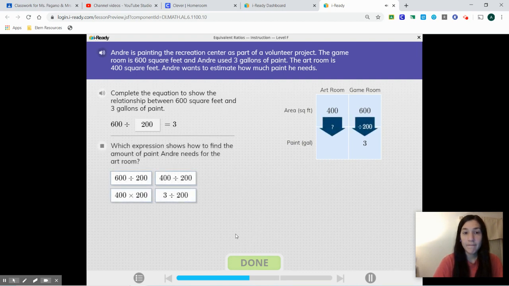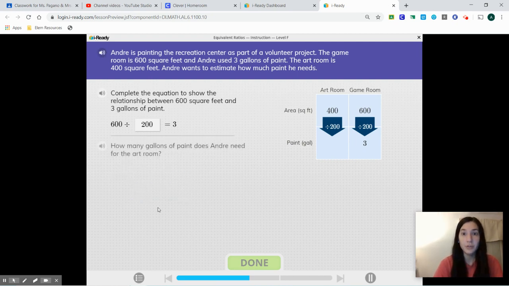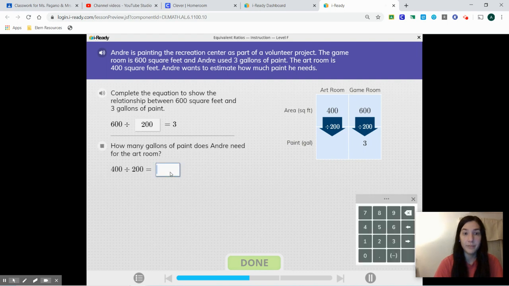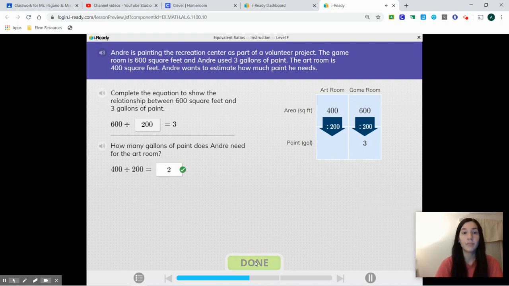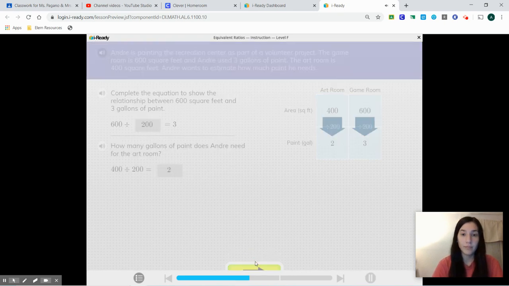Which expression shows how to find the amount of paint Andre needs for the art room? So we're going to take 400, which is the square feet of the art room, and divide by 200 to make an equivalent ratio, which will give us an answer of 2. So he'll need 2 gallons of paint for the art room. How many gallons of paint does Andre need for the art room? Andre needs 2 gallons of paint for the art room.